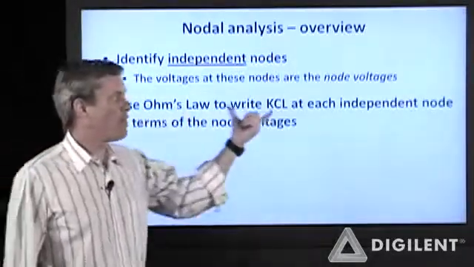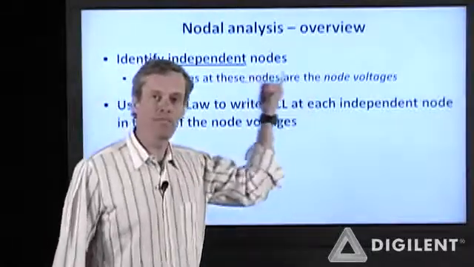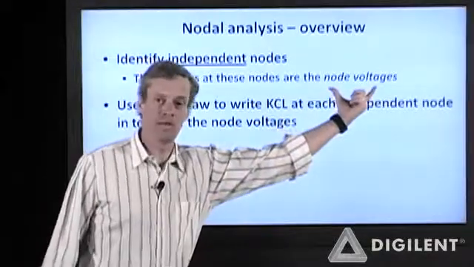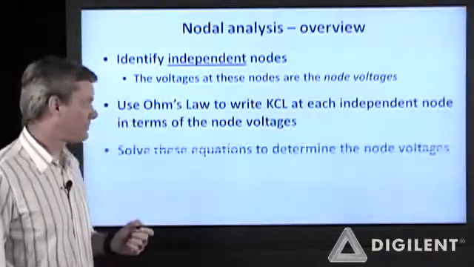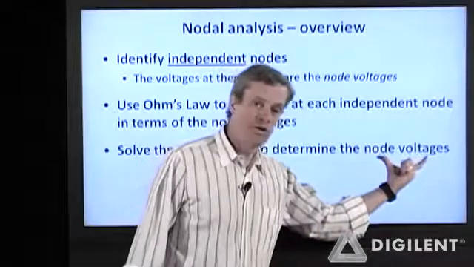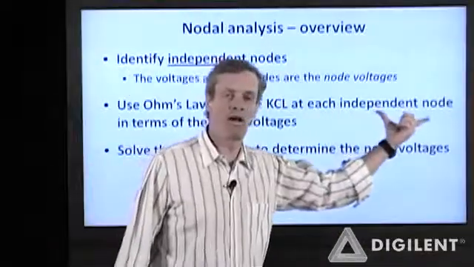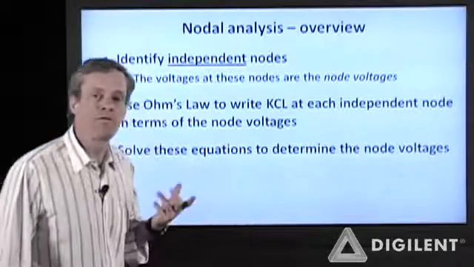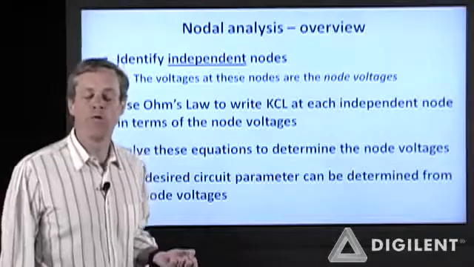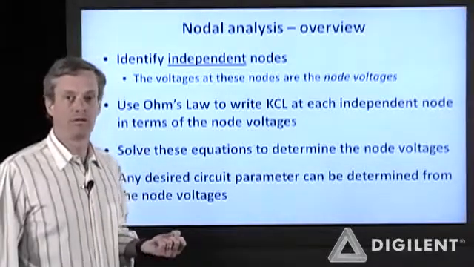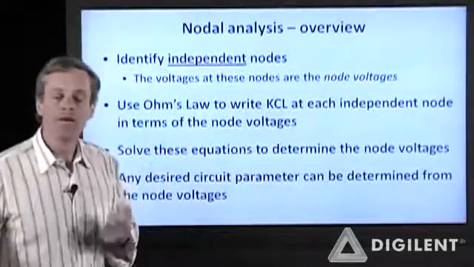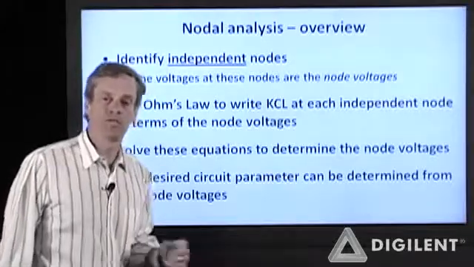What we're going to do is write KCL at each of these independent nodes and use Ohm's law to write KCL in terms of these node voltages. This will give us a number of equations that we can solve to determine the node voltages. So we'll have the voltages at all of our independent nodes. Once we've got those voltages, we can use those to determine anything else we want to know about the circuit. So we're writing a system of equations only for independent node voltages. Then once we solve those, we can find everything else we need to know.